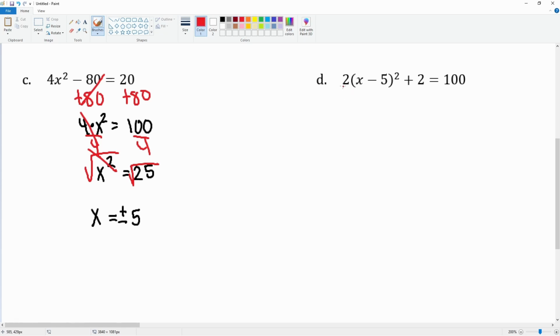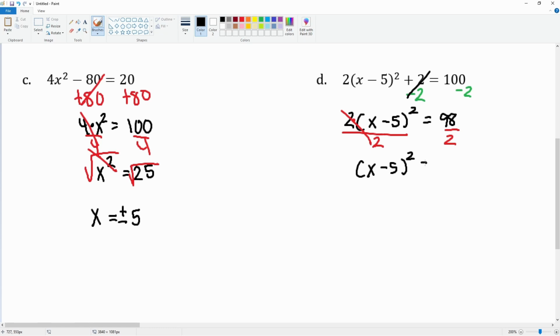All right, let's look at D here. You can't distribute. A lot of people try to distribute. You can't, because there's this exponent of 2. So let's try to get rid of this 2 here. So minus 2 to both sides. This is going to cancel, leaving you with 2 parentheses x minus 5 squared is equal to 98. Do you see how there's a 2 in front attached via multiplication? Well, divide by 2 to both sides. This cancels.